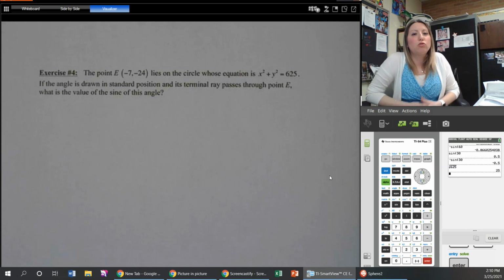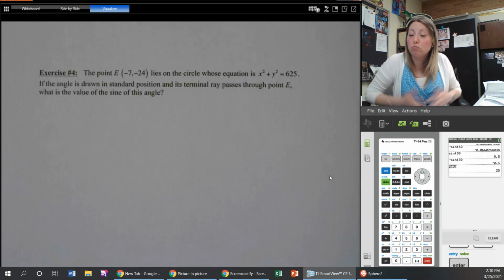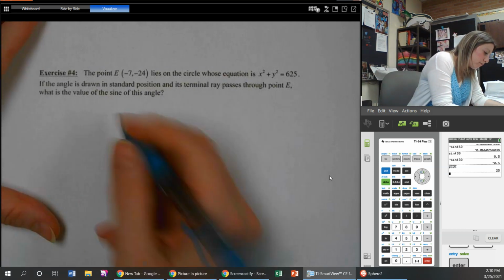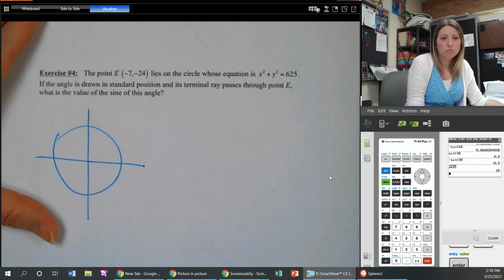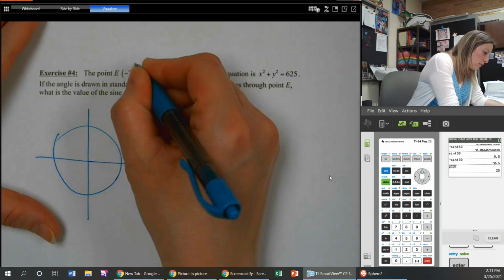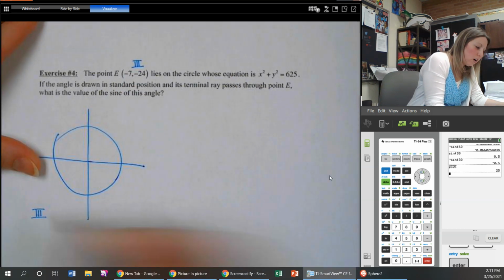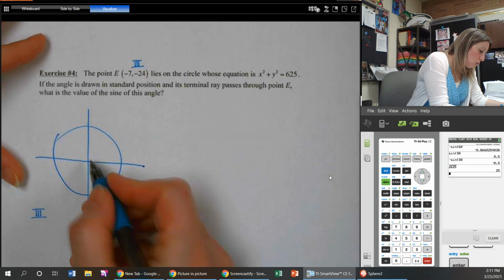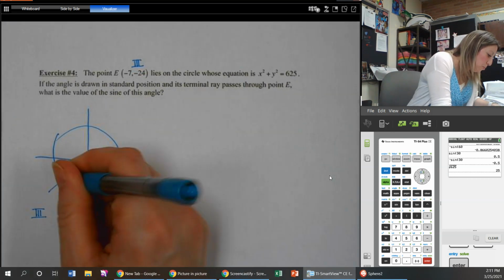If the angle is drawn in standard position and its terminal ray passes through point E, what is the value of sine of this angle? All right. I can do better than that. Like I said, quadrant 3. And we know that because both x and y are negative. So just a quadrant 3. Okay. This is point E.